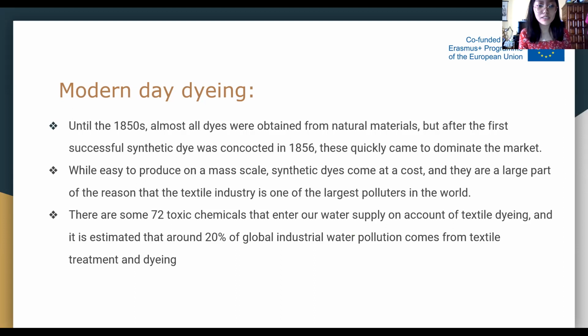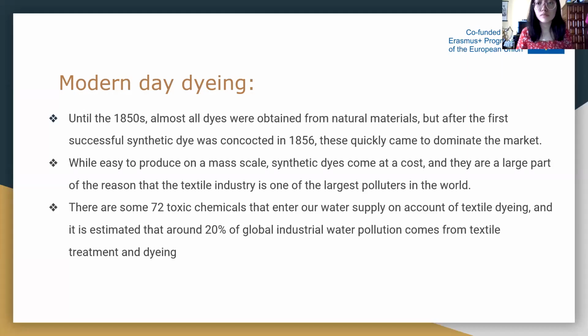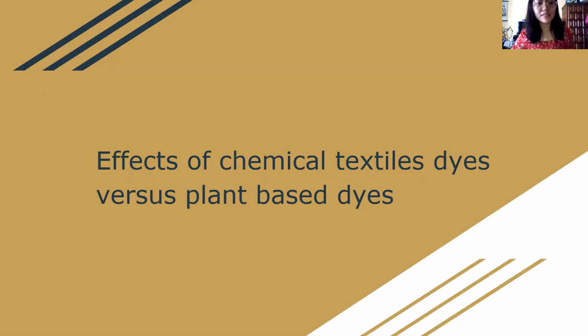There are some 72 toxic chemicals that enter our water supply on account of textile dyeing, and it is estimated that around 20% of global industrial water pollution comes from textile treatment and dyeing. So now we know the history of natural dyes. Let's see the effects of chemical textile dyes versus plant-based dyes.